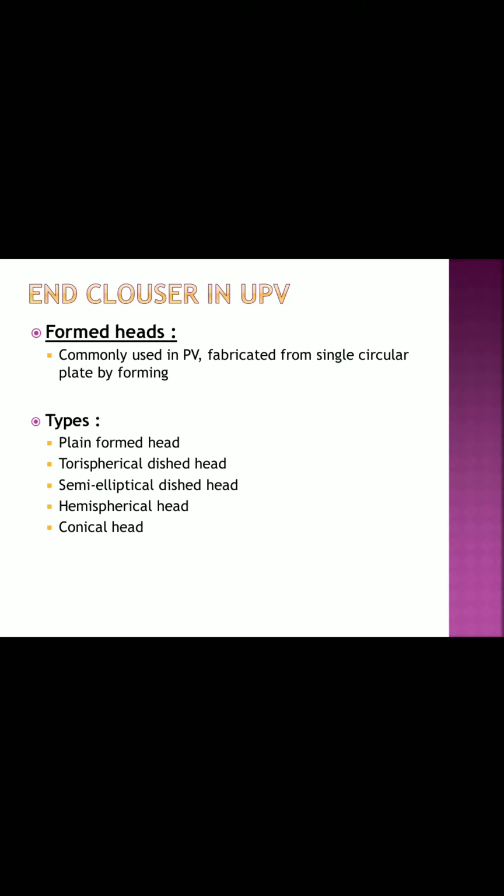Now again there are further different types of enclosure. The next type is form head. You can see various types of form heads are used for industrial applications and they are fabricated from single circular plates by forming. The types are plain form heads, toruspherical dish heads, semi-elliptical dish heads, hemispherical head and conical head.